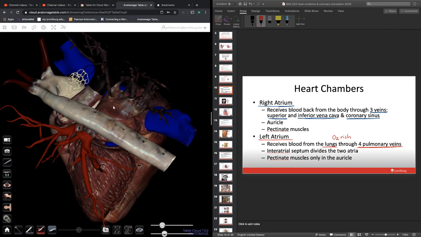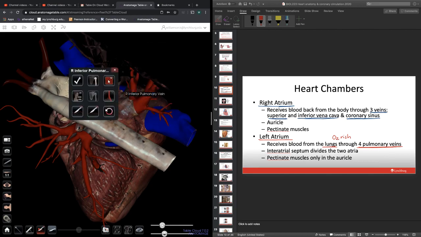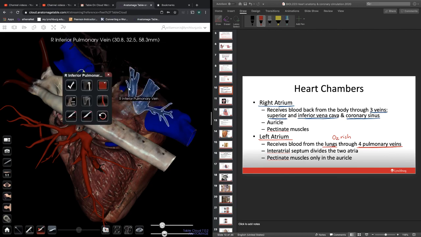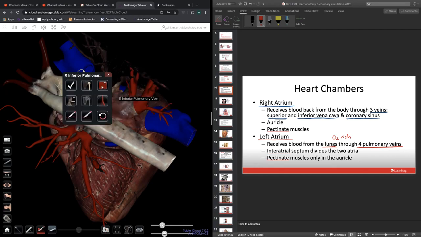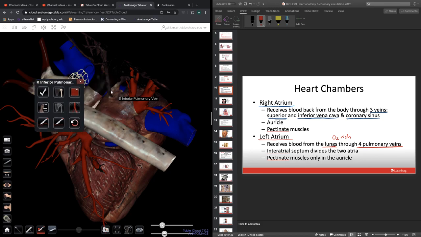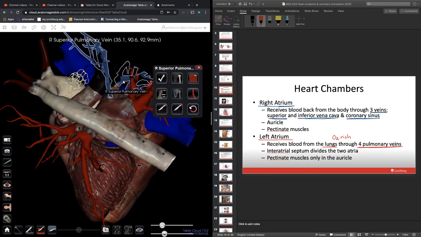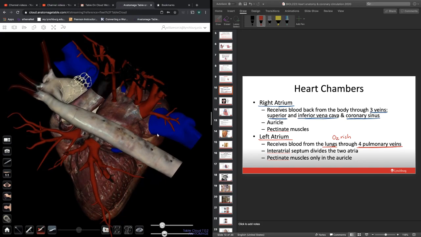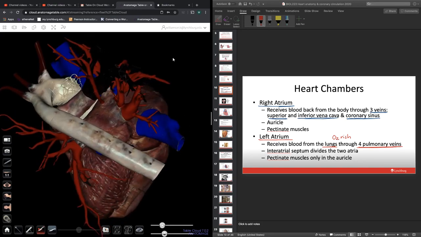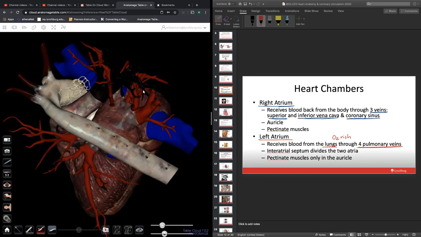Now, if we look at the right side of the atrium, we've got right pulmonary veins. So here's an inferior pulmonary vein. Inferior pulmonary vein, and then if we go superior to that, we're going to have the superior pulmonary vein. So this is a posterior view, and we're going to see left and right pulmonary veins draining into that left atrium.